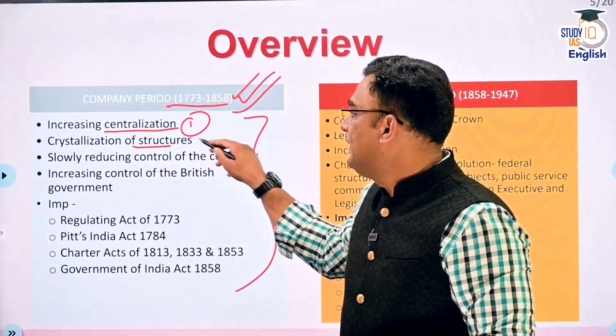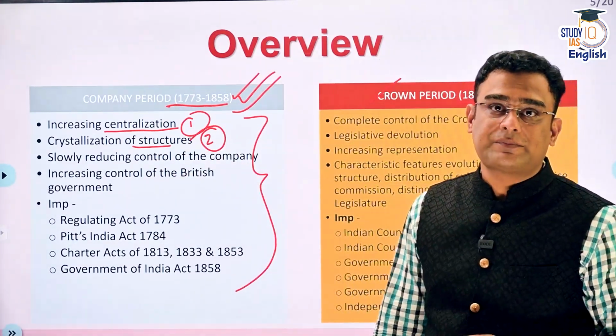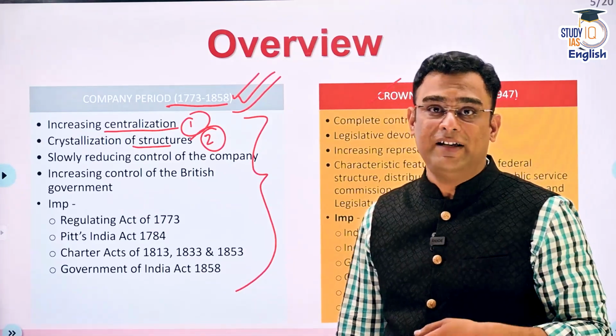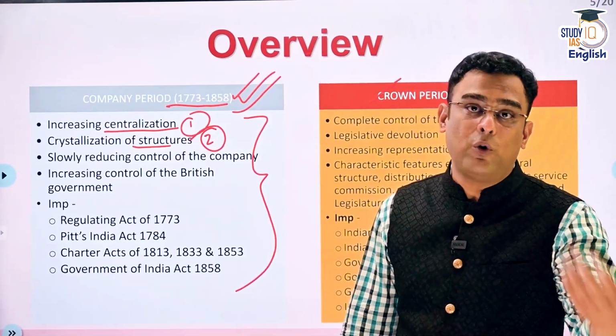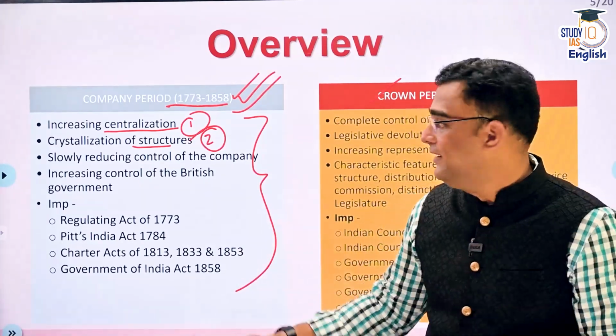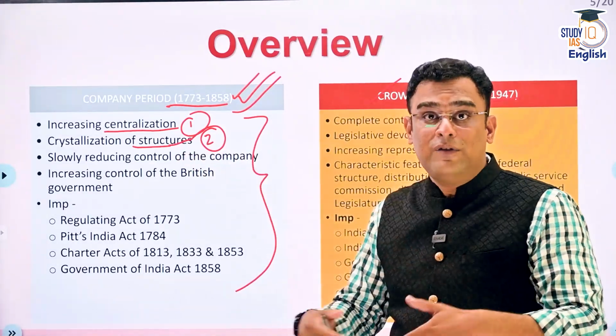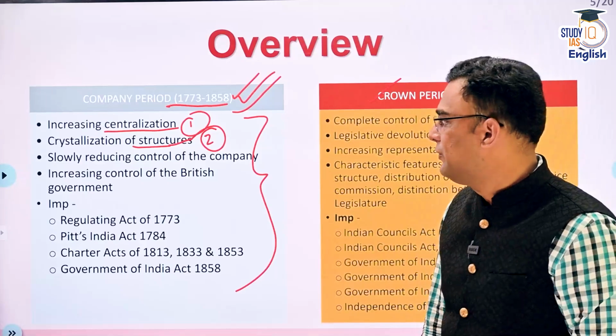Second, we start to see crystallization of structures. We'll see some institution building. We'll see some delineation of structures. For example, Supreme Court comes about. For example, Law Commission is created. What are we seeing? These are all creation of structures. So remember that centralization, structurization.